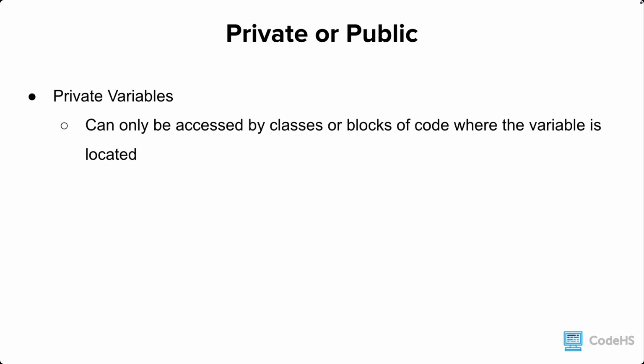In C# scripts, variables can be declared as private or public. Private variables can only be accessed by classes or blocks of code where the variable is located, which is called scope. Scope can be somewhat complex, but a good rule of thumb is that private variables cannot be accessed from outside of the curly brackets that they are declared within.